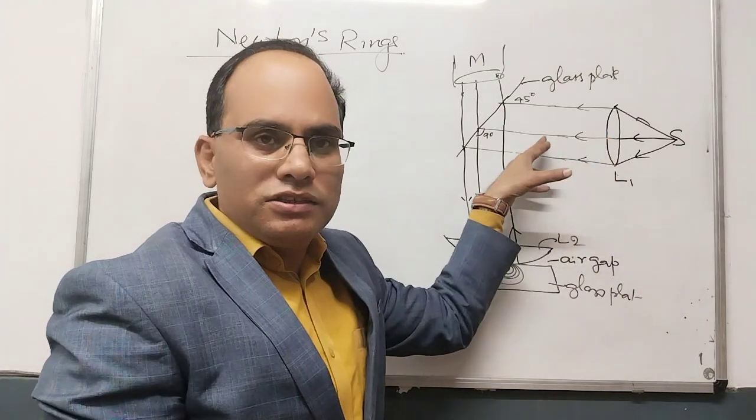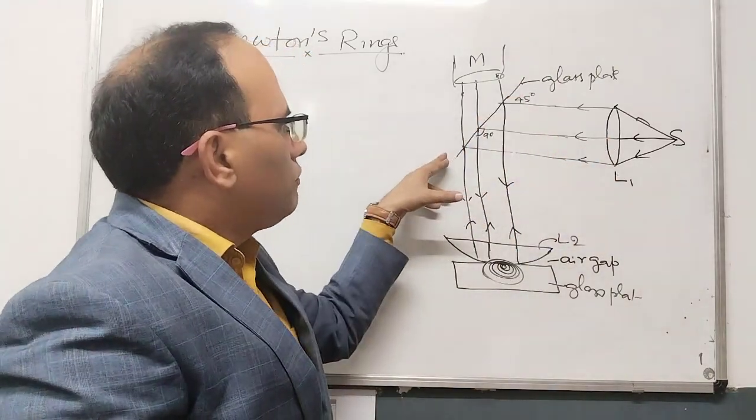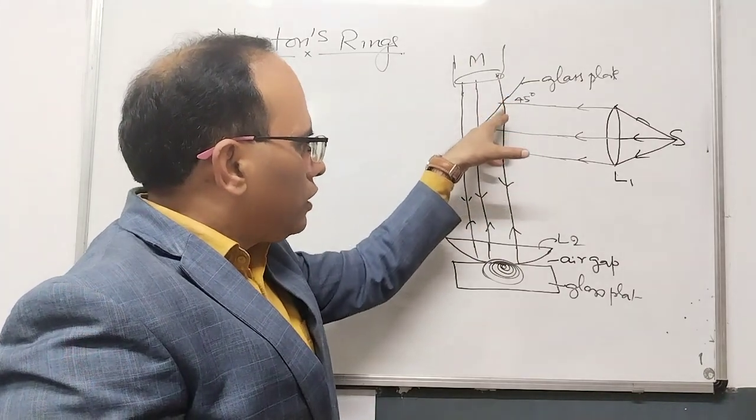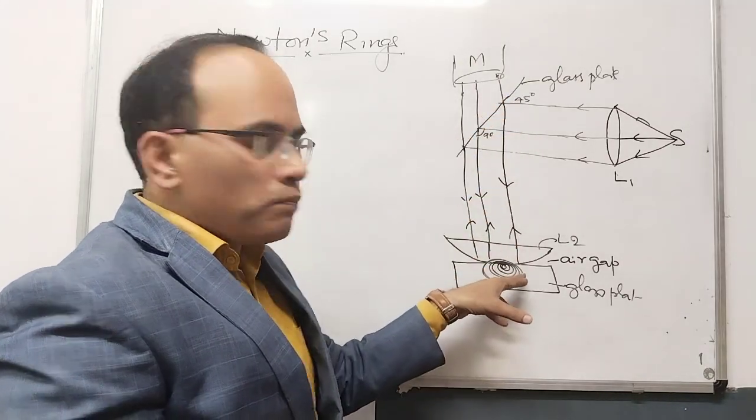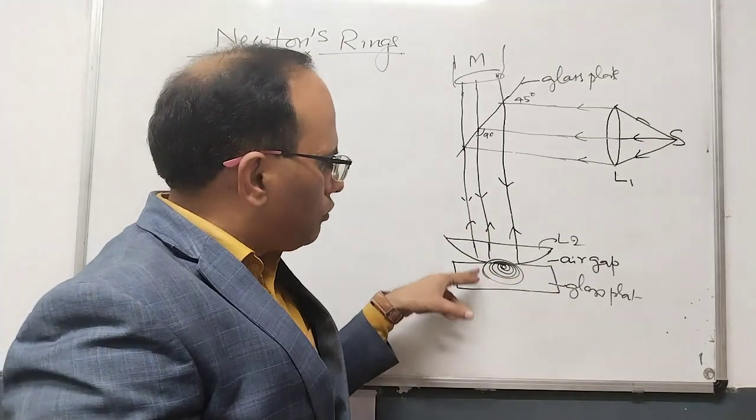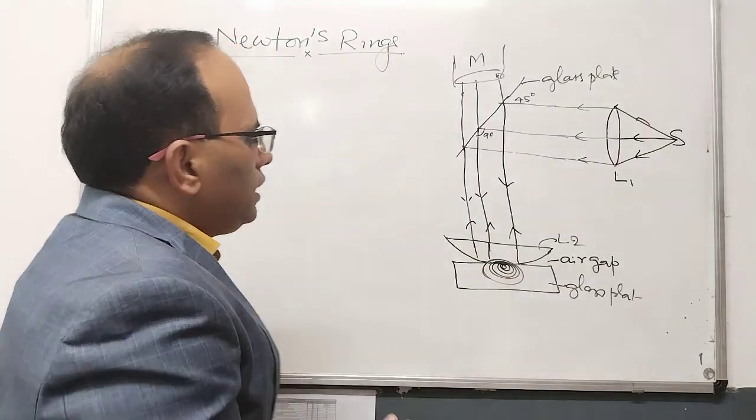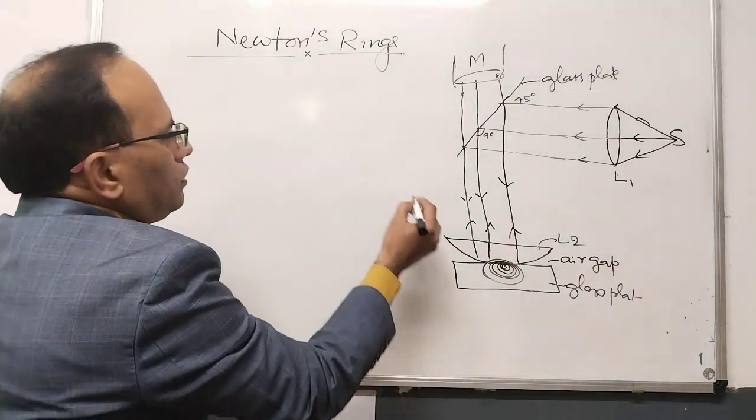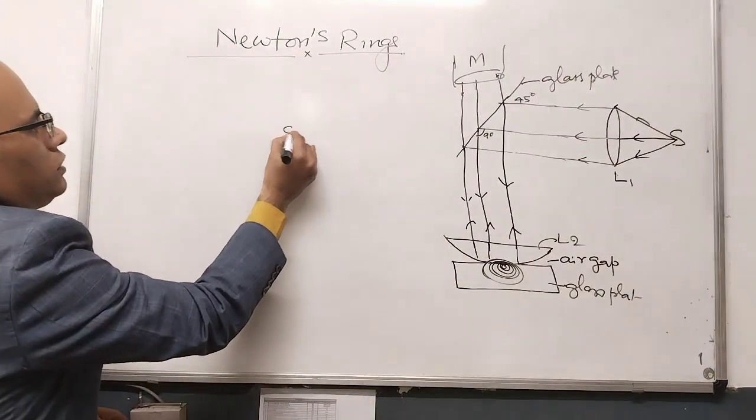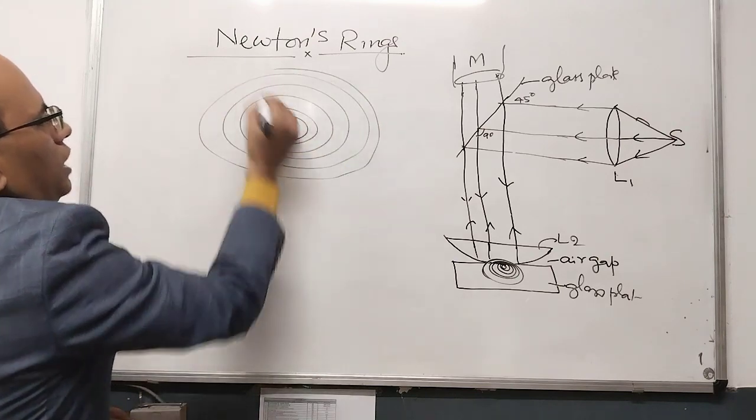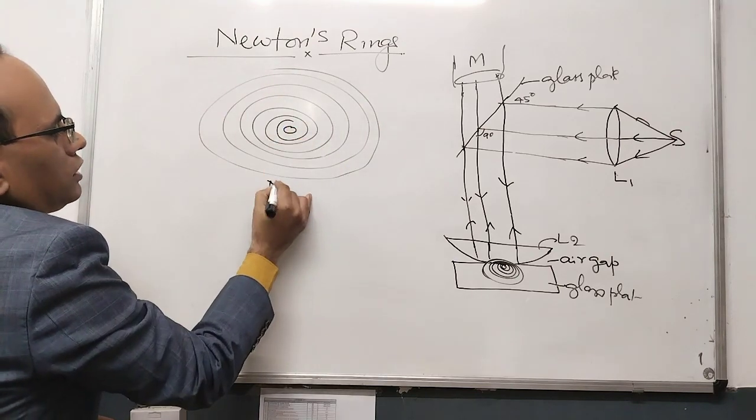These parallel rays are incident on the glass plate, which is at 45 degrees to the incident light. So the beam falls normally on the arrangement, that is the plano-convex lens and glass plate. So rings are formed, and these rings appear in this form. These are rings. These are called Newton's rings.